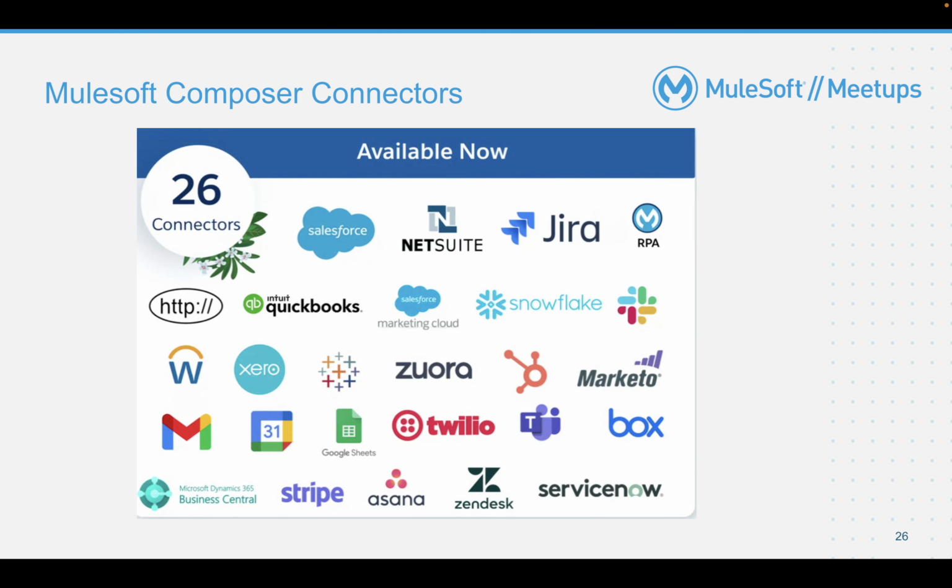As said, there are 26 connectors, and recently it has become 27 with the addition of Sage Intacct in the list. Currently it supports Salesforce, NetSuite, Jira, then RPA, Snowflake, and the list goes on and on. So there are a total of 26 connectors, right?